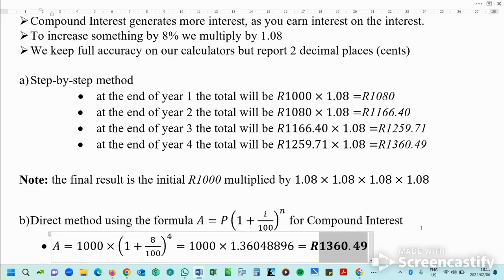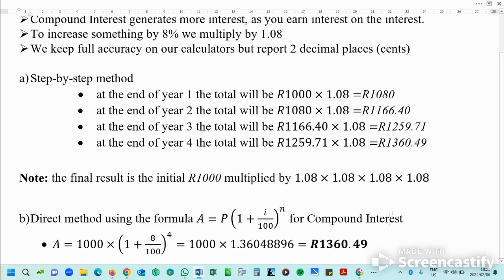The step-by-step method will give you the answer. It shows you what is going on, gives you, if you like, the understanding. The direct method is a quicker method as long as you remember how the formula differs from simple interest and you apply it correctly. That's all there is to it. Well done.